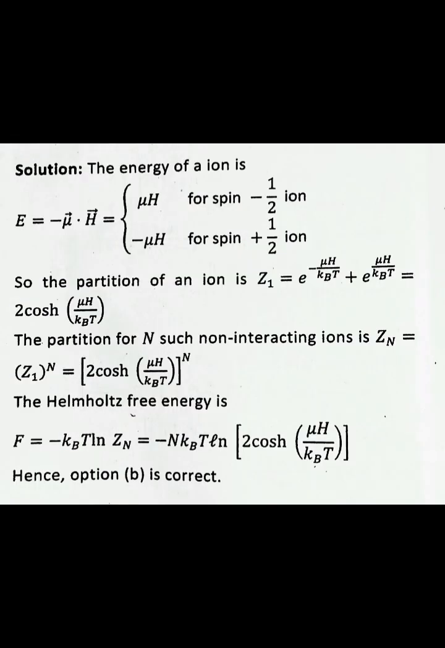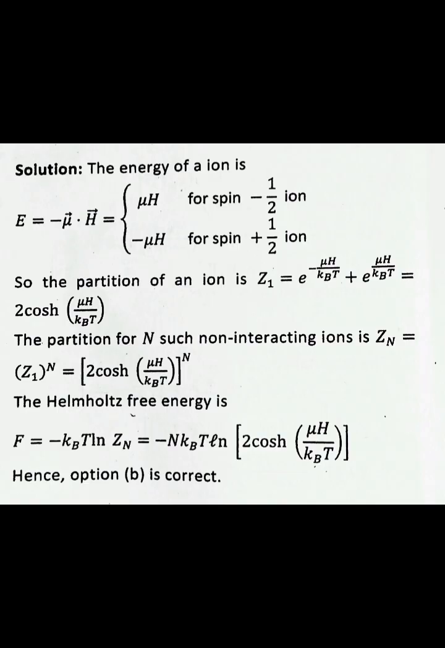So here the energy of the ion is E = -mu·H, which is equal to mu H for spin minus half, and equal to minus mu H for spin half. So the partition function of an ion is Z1 = e^(-mu H/kBT) + e^(mu H/kBT), which is equal to 2 cosh(mu H/kBT).